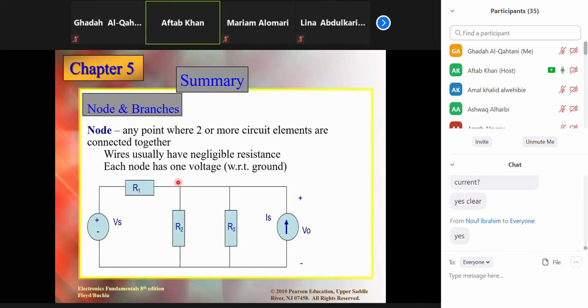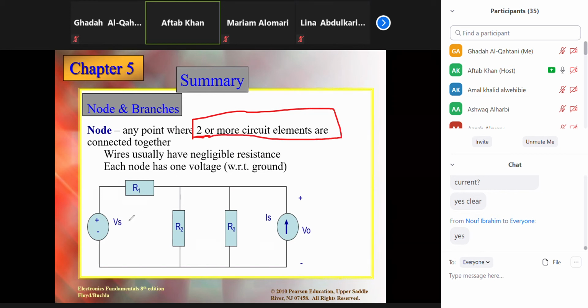Okay, guys. So next is nodes and branches. Though I have already explained to you what is a node and what is a branch. So what is a node? Any point where two or more circuit elements are connected together. So you need to find the nodes. How many nodes are there? You know the rule. I have told you. So where do you find two or more circuit elements connected together?